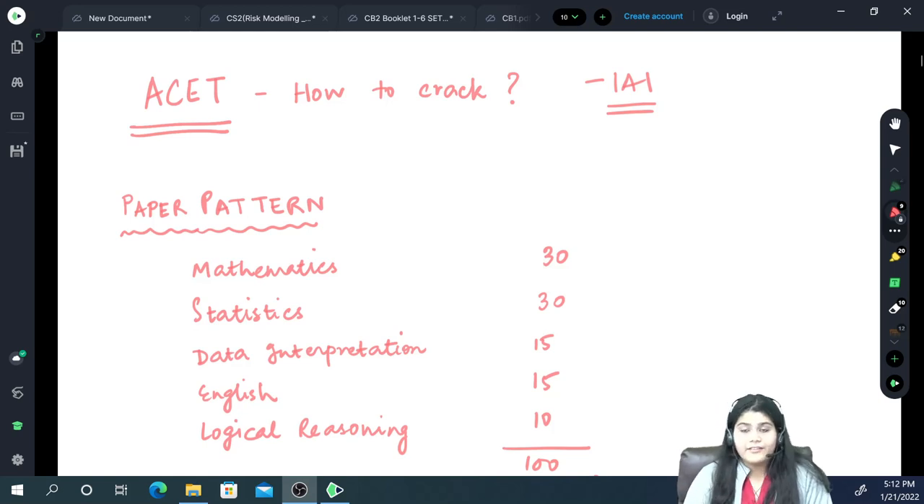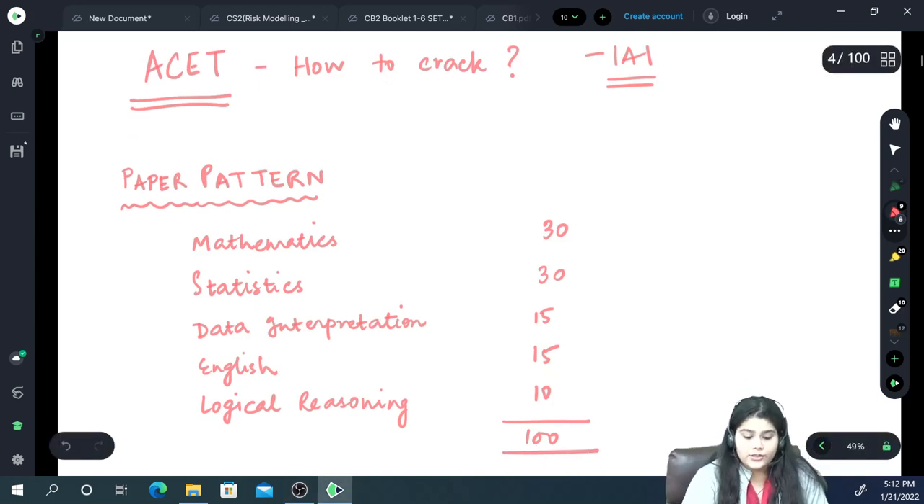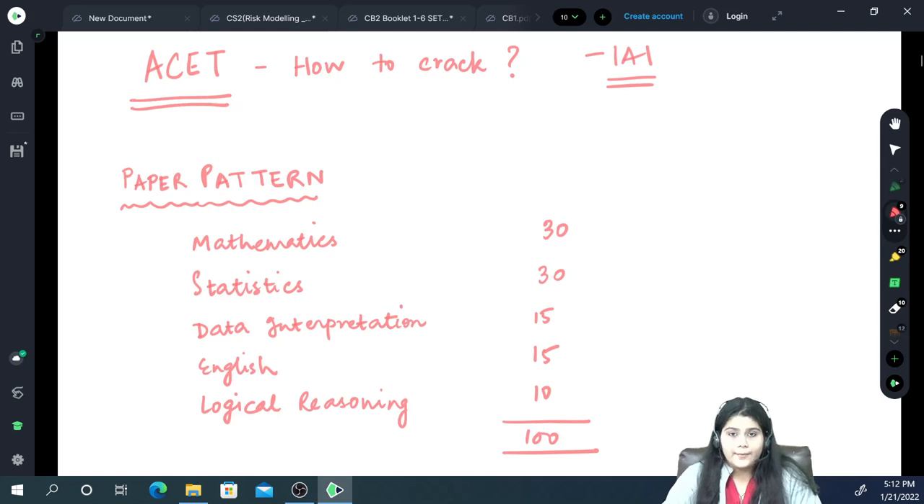So, one very important thing, those candidates who wish to appear from the other institutes, for example the IFOA, they are not required to give this exam. Even for IAI, there are some different routes apart from giving ACET. That has been discussed in a separate video. So, today we will be concentrating on the ACET exam only.